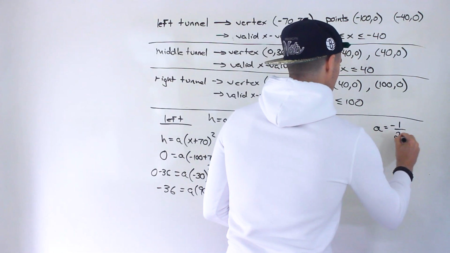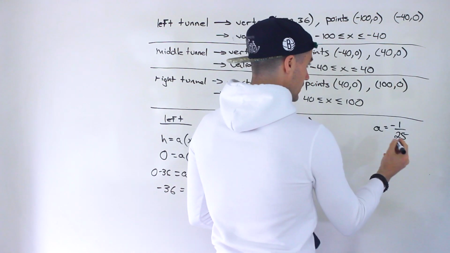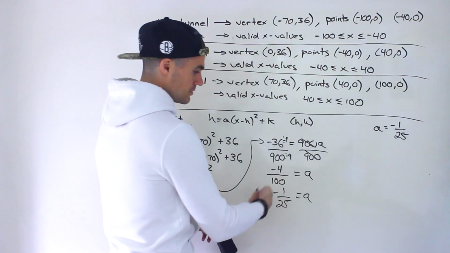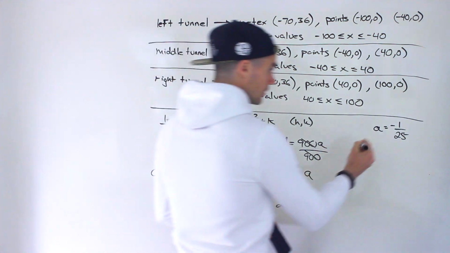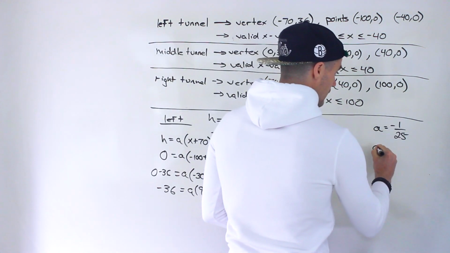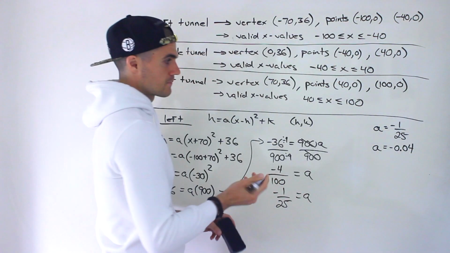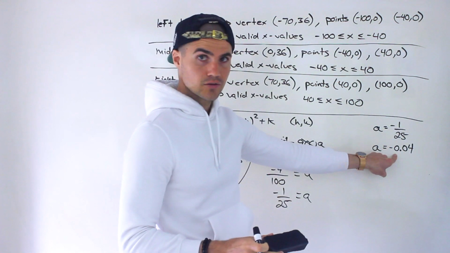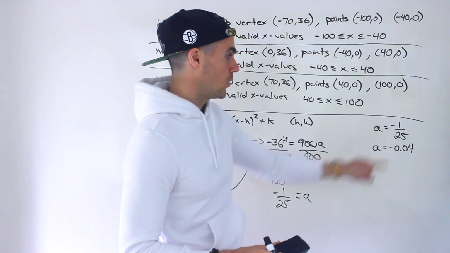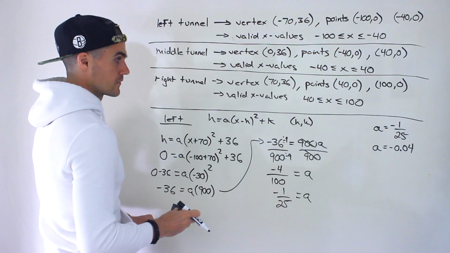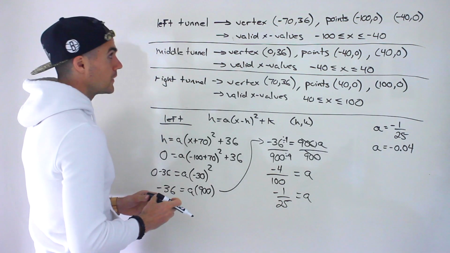So what I'll do is I'll actually take this a value and then I'll write it on the side. So we're going to see if we get the same a value with this other point, negative 40 and 0. Now sometimes this won't be a fraction, it could also be a decimal. Negative 1 divided by 25 is also negative 0.04. Right? So sometimes you'll see the a value in decimal format or in fraction format. Okay, but that's the a value that we get with that point.